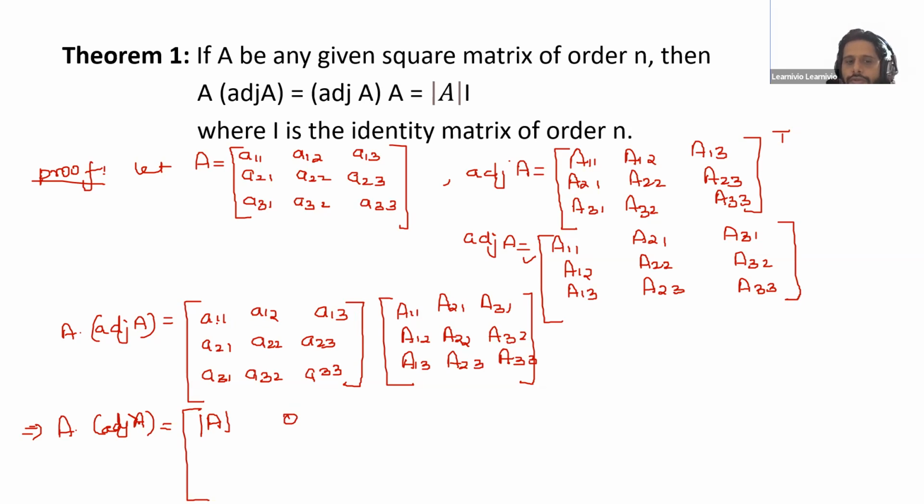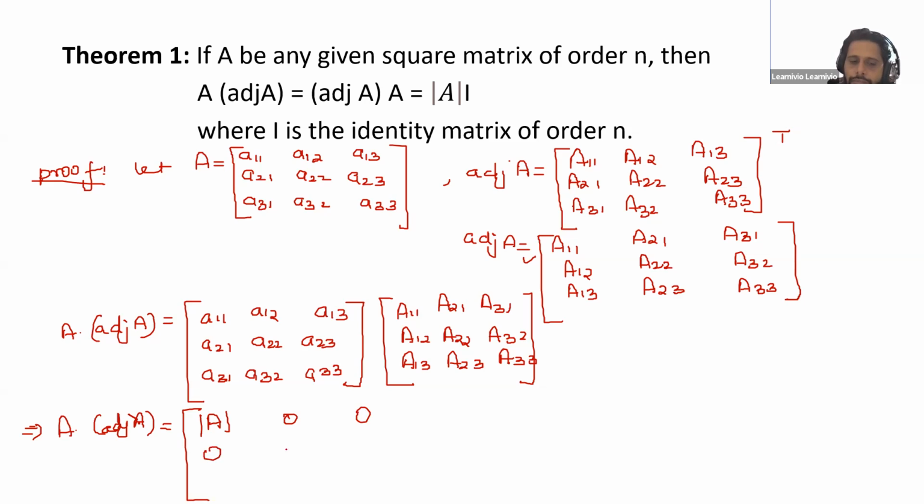Saf, can you tell me the third one? First row, third column, if we are multiplying, then what answer will we get? A11 A31 plus A12 A32 plus A13 A33. So what will be the final answer if we add all these terms? 0. Because these are the elements of the first row, these are the cofactors of the third row. So 0.